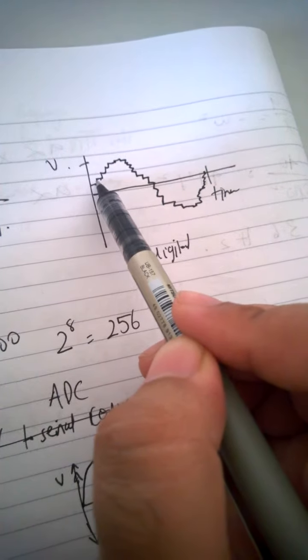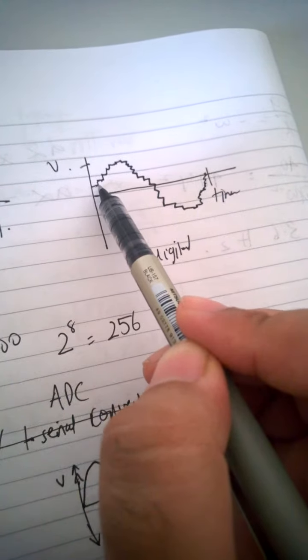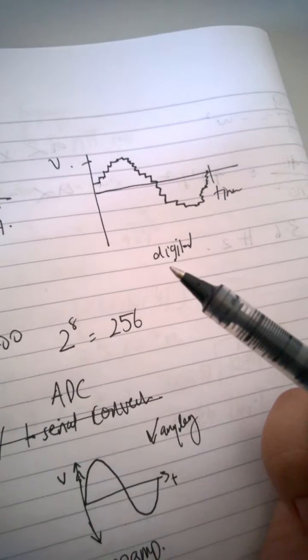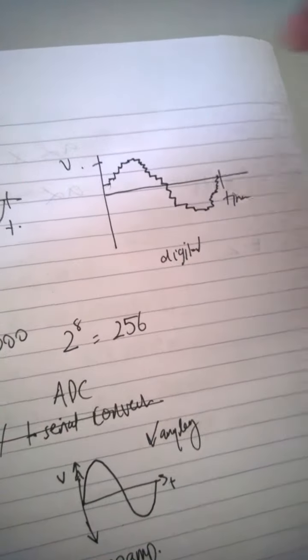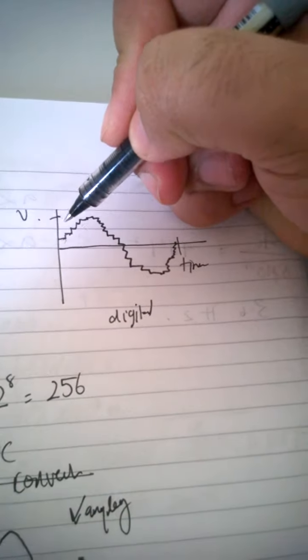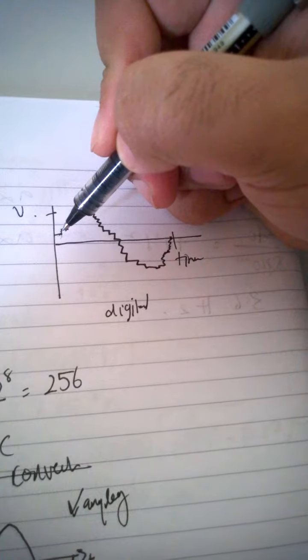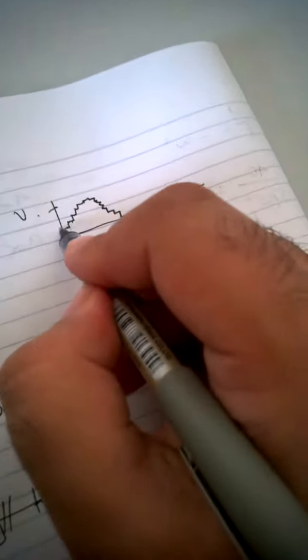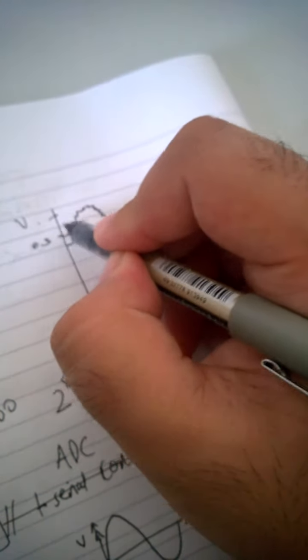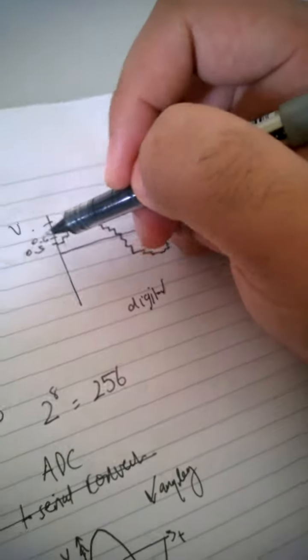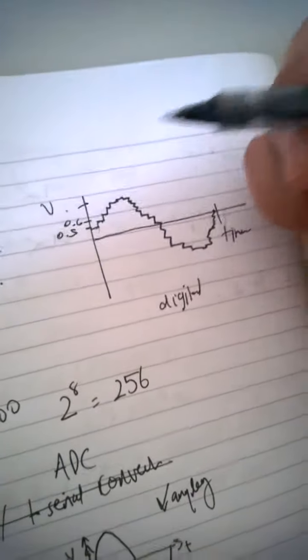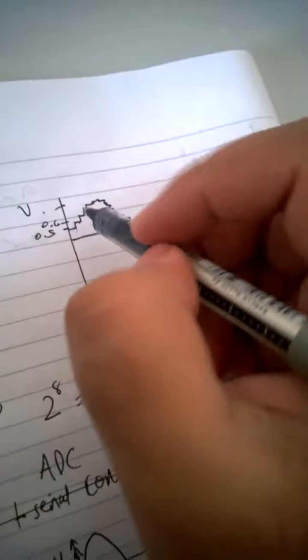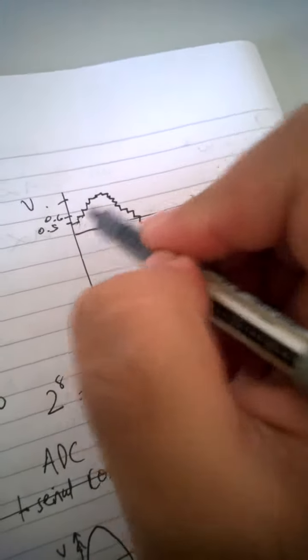So if any value is found to be between these 2 steps, it's gonna assume the lower step. So let's just say if this is 0.5 and 0.6, and we have the value 0.5, 0.54, 0.53, 0.59, it's going to take the lower value, which is going to be 0.5. So that's the digital signal.